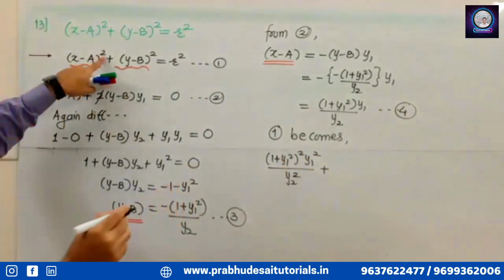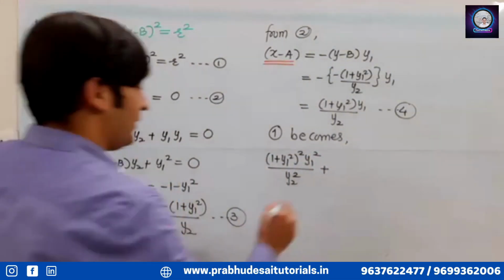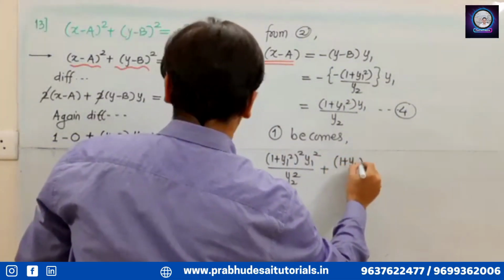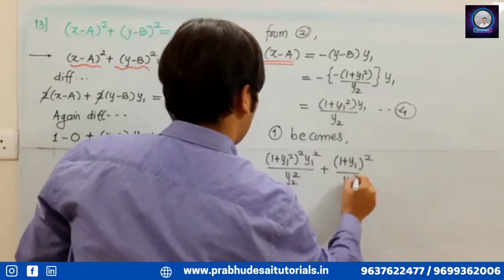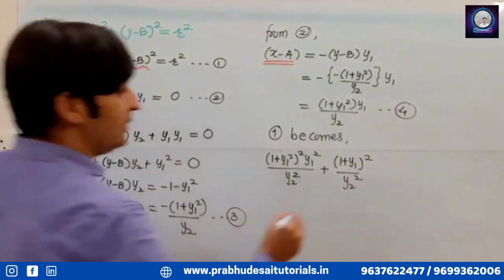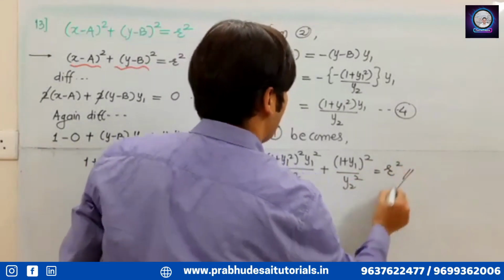Because this has a square, this also has a square, meaning the square of minus, plus (1 plus y1 square) whole square upon y2 square is equal to r square, and this is your final answer.